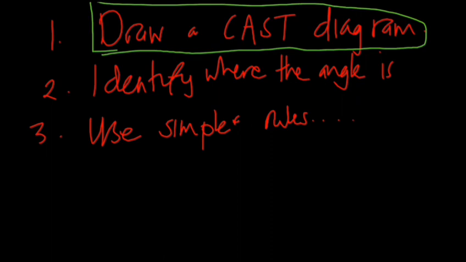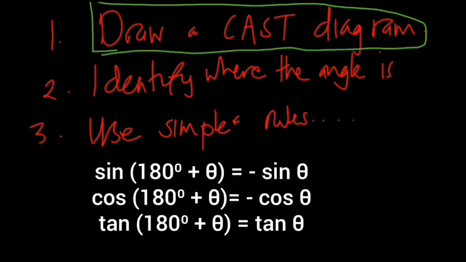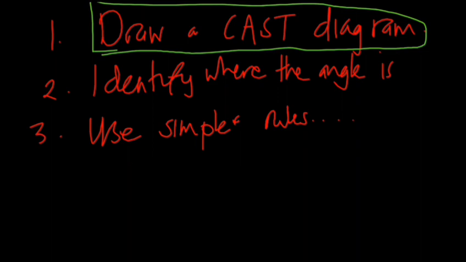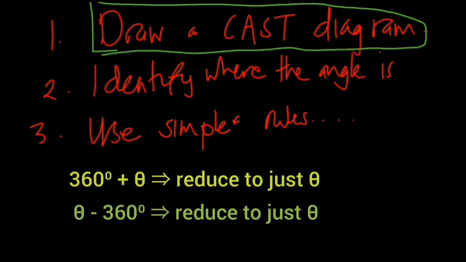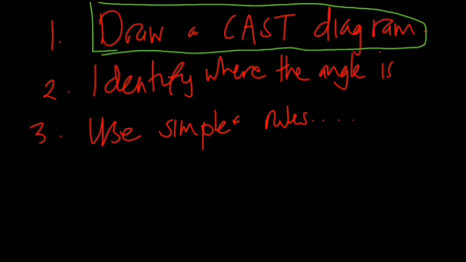Once you draw a Cast diagram, you identify where the angle is, then you use the simple rules. If it's a cos and 90 plus or minus theta, switch to sine. 180 plus theta, switch to the acute angle, but it's going to be the negative. 360 plus theta, we've seen that 360 plus theta, all you have to do is make it the acute angle of that theta angle. So far we've done those problems.